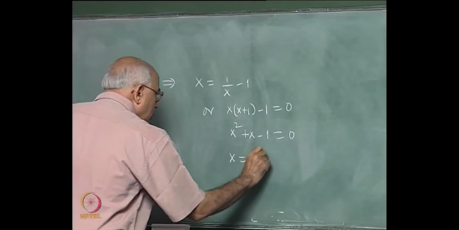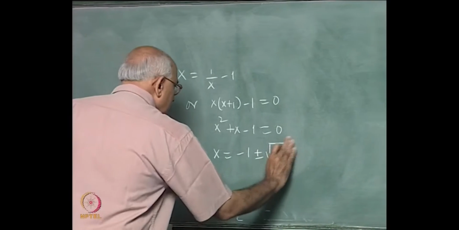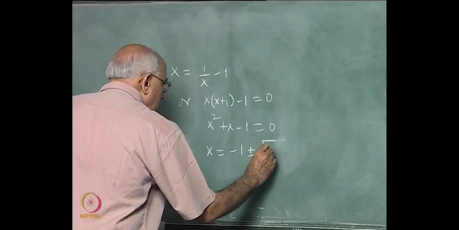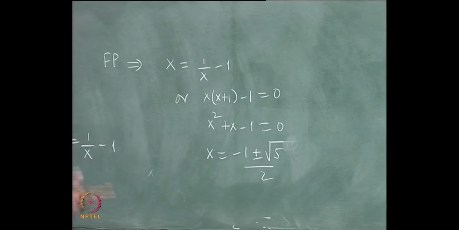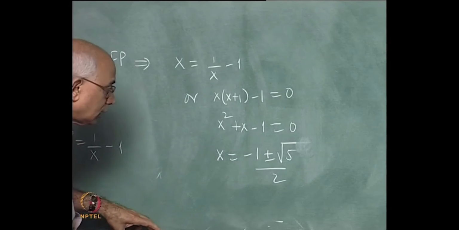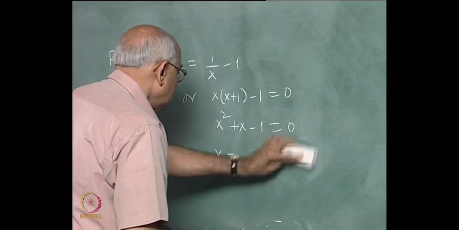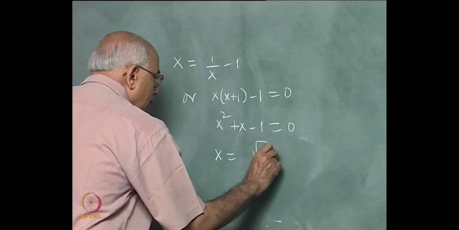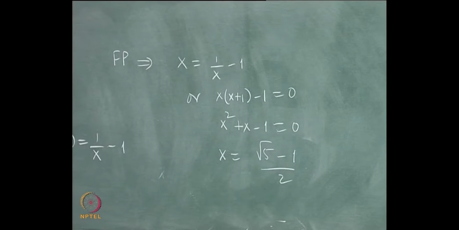x squared plus x minus 1 equal to 0, or x equal to minus 1 plus or minus square root of 1 plus 4, it is 5, over 2, and you want the number to be between 0 and 1. So the fixed point in fact is root 5 minus 1 over 2. So that is the only acceptable solution. That is the golden mean once again.